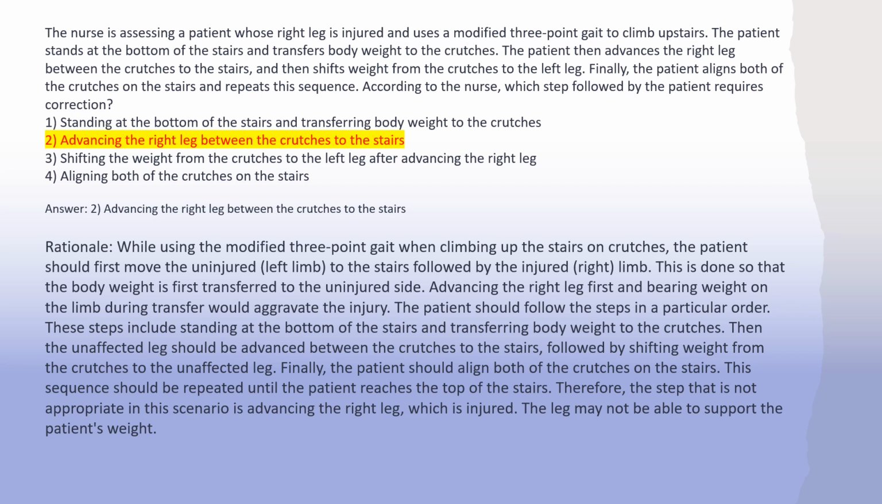The patient should follow the steps in a particular order. These steps include standing at the bottom of the stairs and transferring body weight to the crutches. Then the unaffected leg should be advanced between the crutches to the stairs, followed by shifting weight from the crutches to the unaffected leg. Finally, the patient should align both of the crutches on the stairs. This sequence should be repeated until the patient reaches the top of the stairs. Therefore, the step that is not appropriate in this scenario is advancing the right leg, which is injured. The leg may not be able to support the patient's weight.